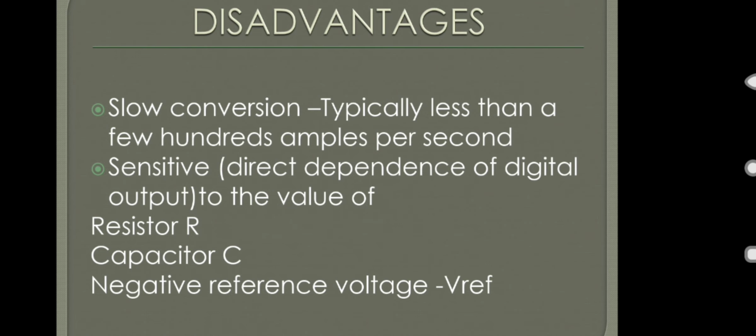Let's see the disadvantages of the A to D converter. Slow conversion, typically less than a few hundred samples per second. It is very sensitive. A negative reference voltage has to be taken, which is a major disadvantage of the single slope A to D converter.